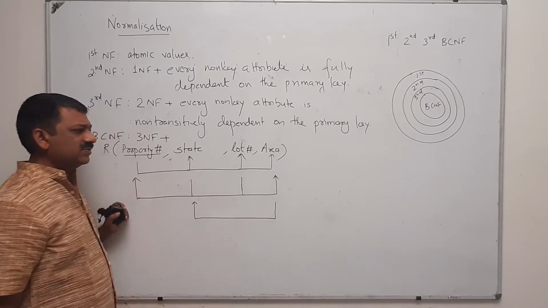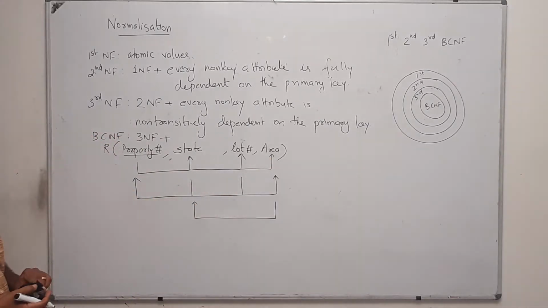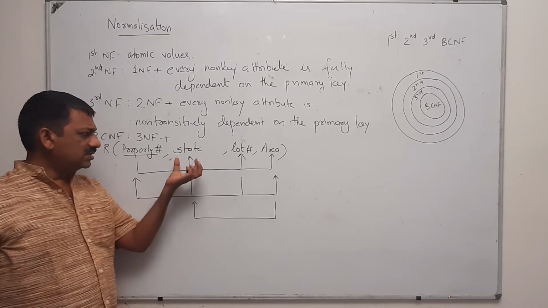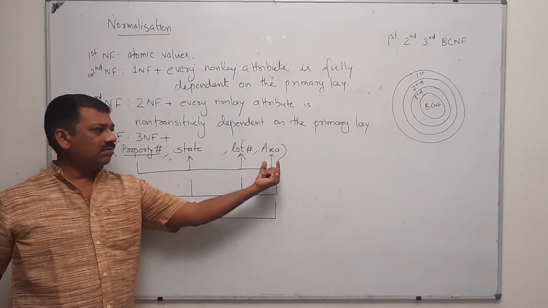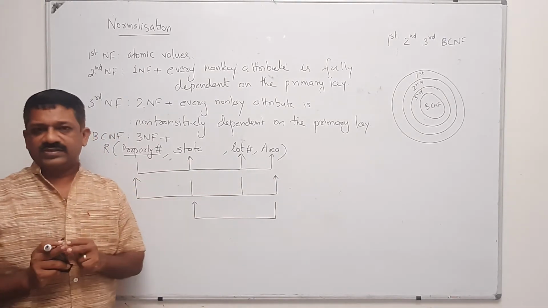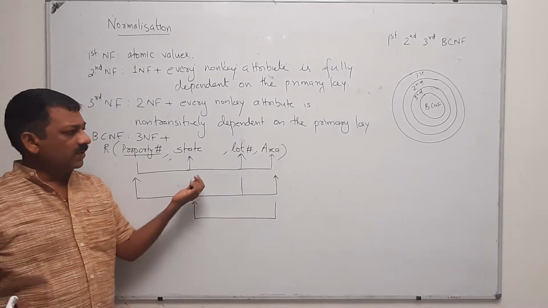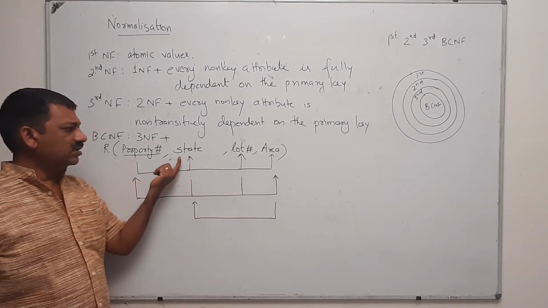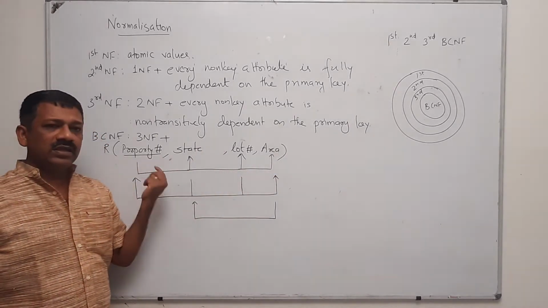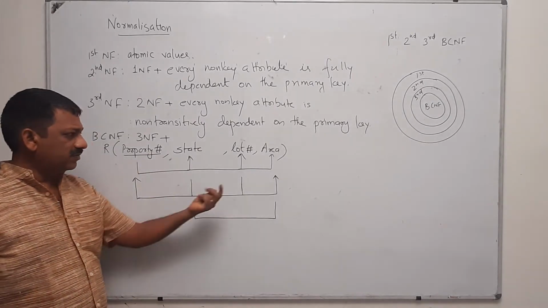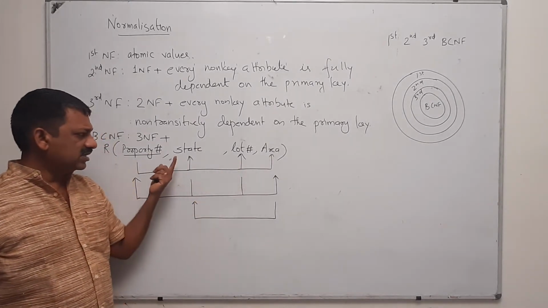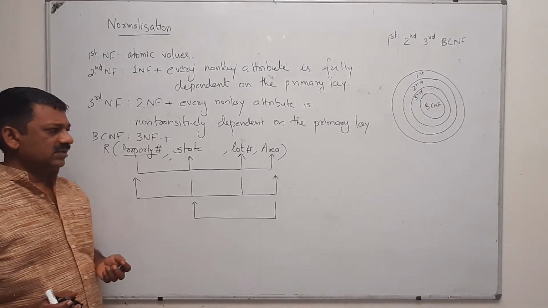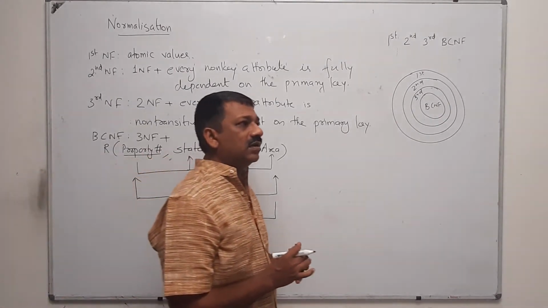Area, that means there may be a restriction for house plots. That means in some state the area is fixed, something like that. So if you know the area, you can determine the state in which that property is a part. That means area determines state. These are the dependencies.